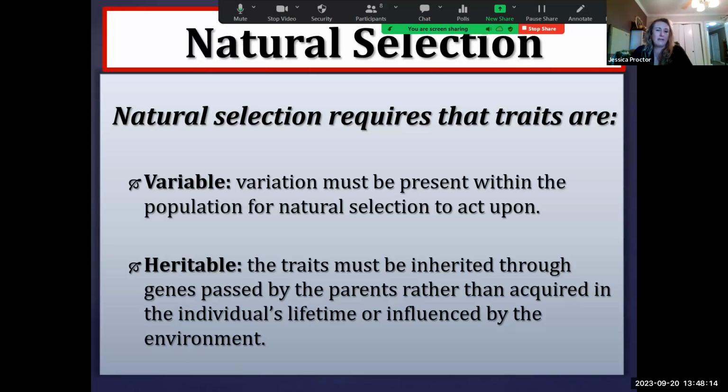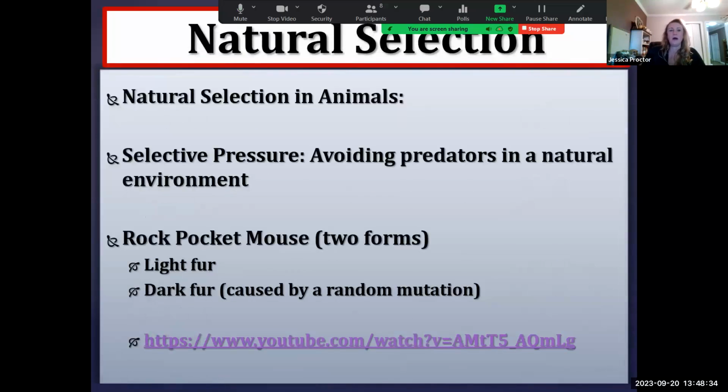And then traits must be heritable, at least those that we measure by natural selection. So the traits must be inherited through genes passed by the parents, rather than acquired in the individual's lifetime or influenced by the environment. Okay, now of course we always look at the influence of the environment, but if we're measuring heritability, we're just simply looking at these two factors.